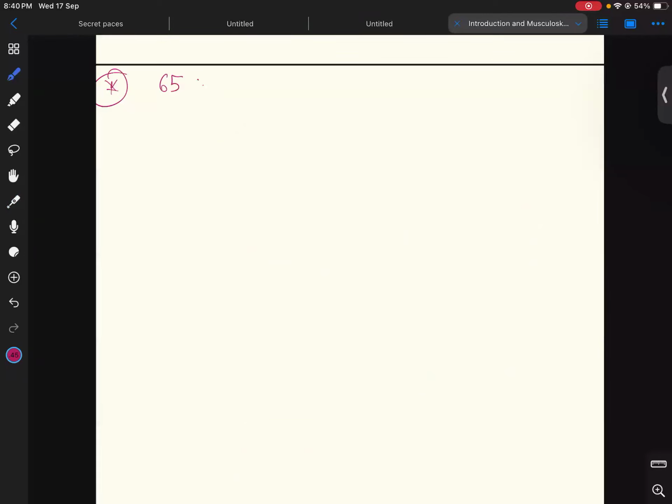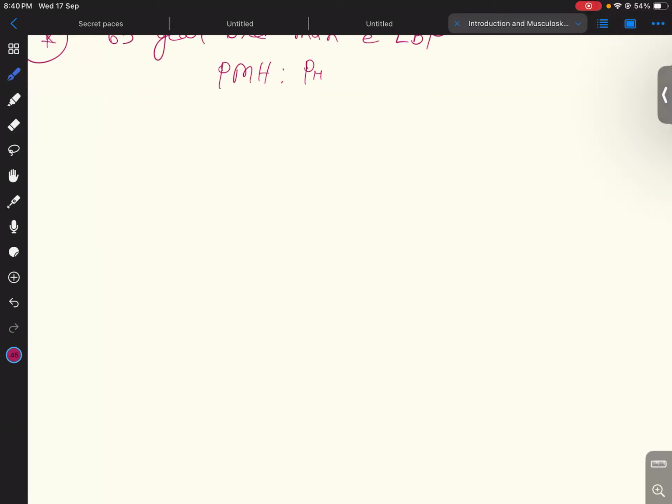A 65-year-old man with low back pain. Regarding past medical history, he is telling that he is taking treatment for prostate cancer. He is on ongoing treatment. And regarding the drug history, he is taking some medication called flutamide. So what is the cause of low back pain in this patient? Can anyone answer?